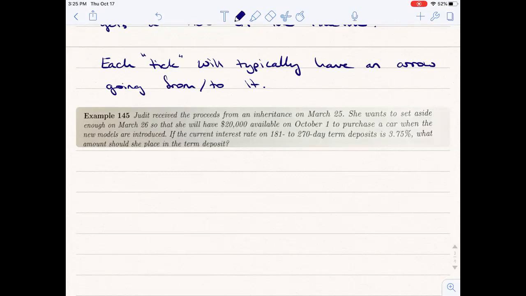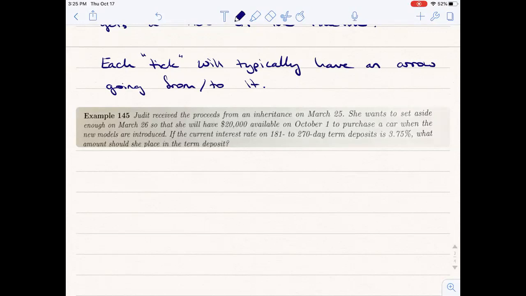Okay. So we need it to have grown to 20,000, right? So that's going to be the future value. And then what amount do we need to deposit initially? That's our principal, or our present value. To map this out, we've got 2 dates. It mentions 3, but one is kind of, she got this money, doesn't have anything to do with us. So in terms of the problem, we've got 2 dates, March 26th and October 1st.